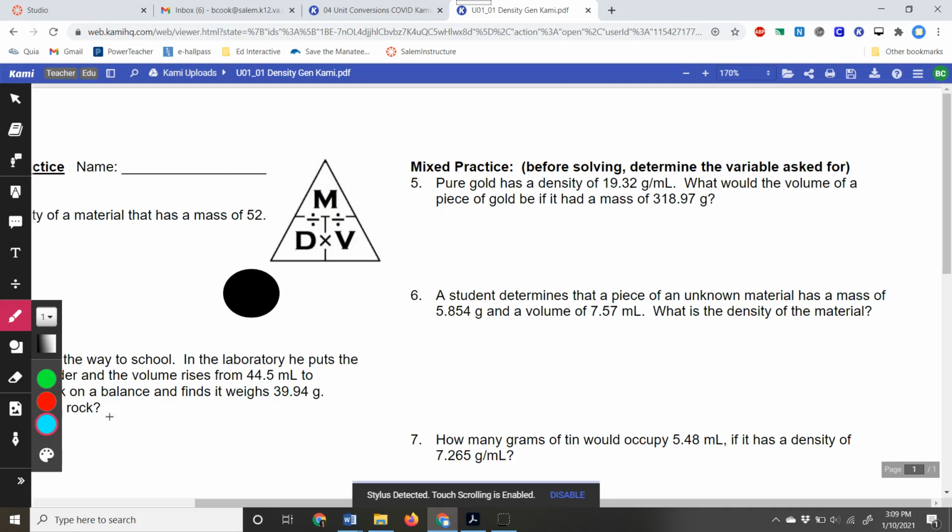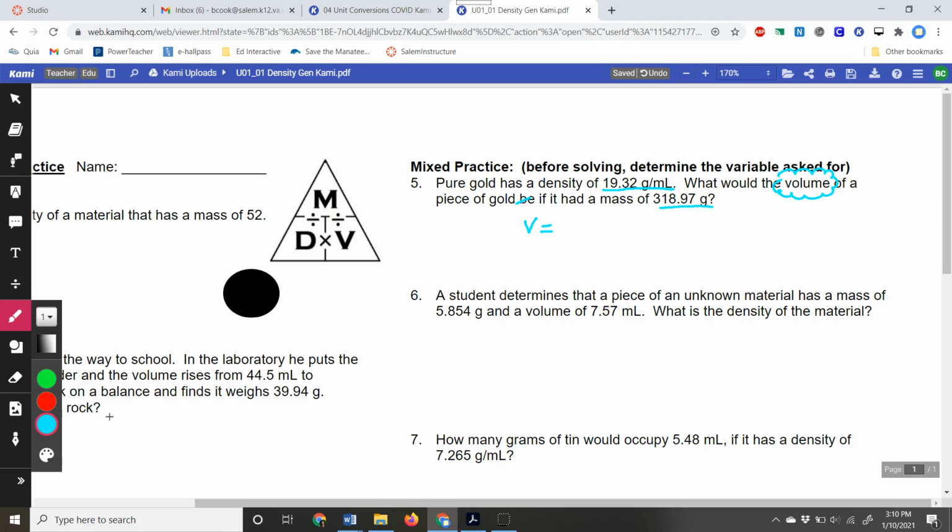It says pure gold has a density of 19.32 grams per milliliter. All right, so that's going to be pretty important as we solve the problem. It's giving us density. What would be the volume? That is the question we are being asked: to solve for the volume of a piece of gold. What would be the volume of a piece of gold if, I think this is a typo, sorry, if it had a mass of 318.97 grams. So they're giving us a mass also.